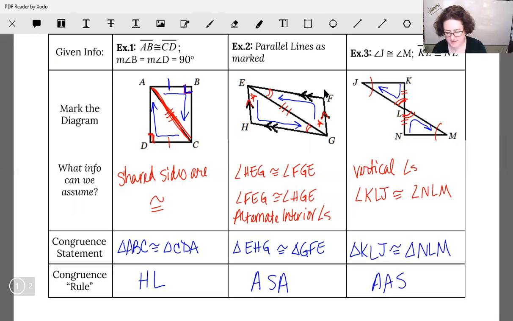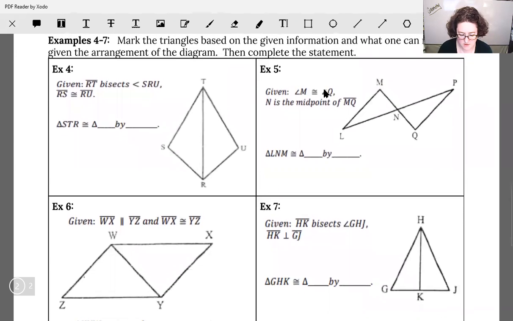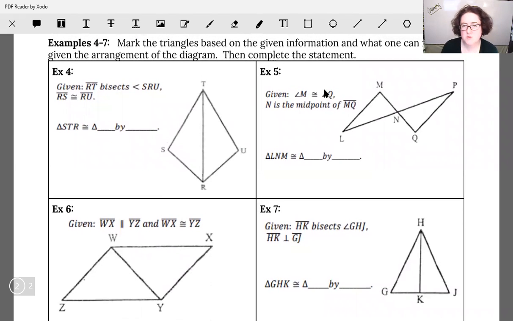Okay, let's look at a few more examples. Again, with these, we're going to mark all of the information that we're given and then try to figure out which congruent statement or which rule we could use. So example 4, we're told that RT bisects angle SRU. Wait a second, what does bisect mean? Means cut in half. So if angle SRU is getting cut in half, that means I have congruent angles down at the bottom. They also told me that segment RS is congruent to segment RU.